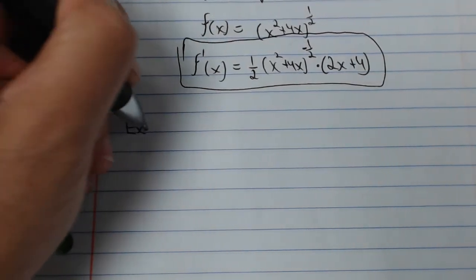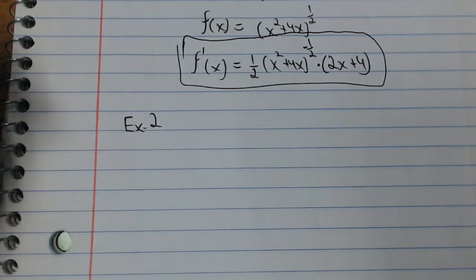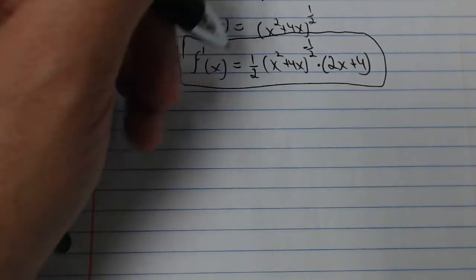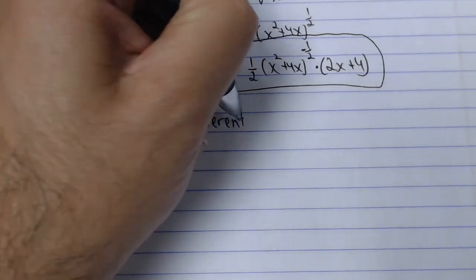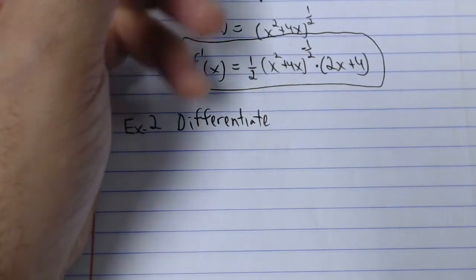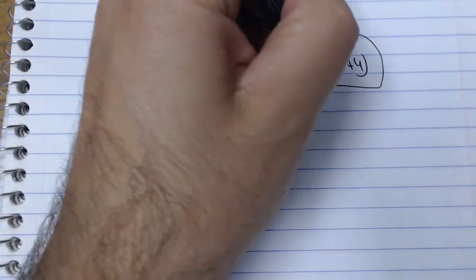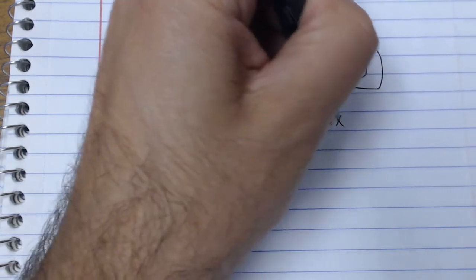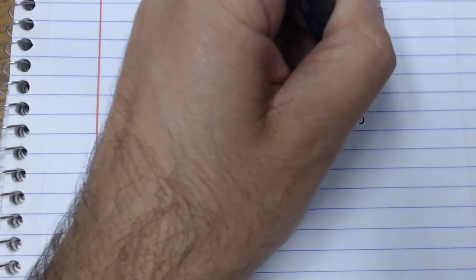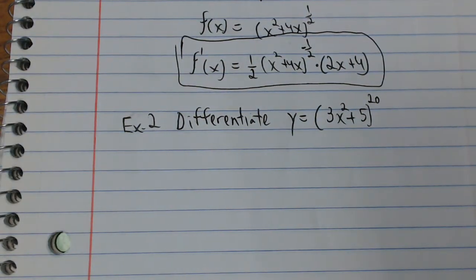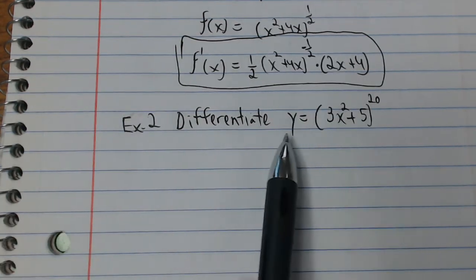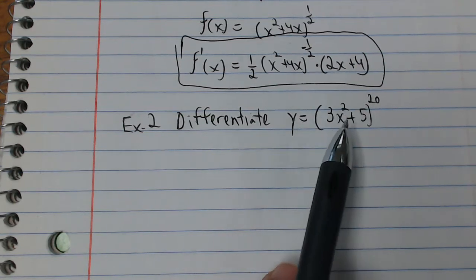So for example 2, and you should probably try to do this on your own, we could say differentiate y equals (3x squared plus 5) to the power of 20. So pause the video, try to find its derivative on your own, and then play it again and verify your answer with mine.